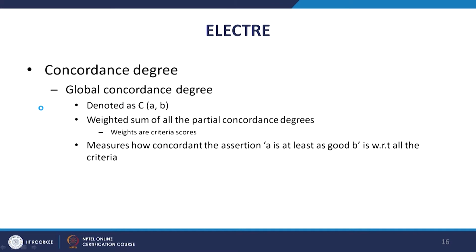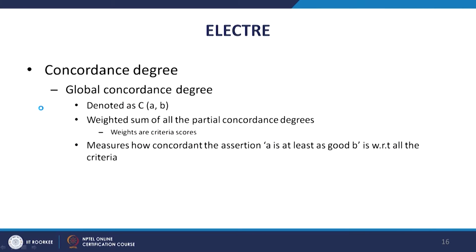So, this was the discussion on the partial concordance degree. Now, these partial concordance degrees are calculated with respect to each criterion. Now, let us talk about the global concordance degree. This is denoted as capital C A comma B. This is actually a weighted sum of all the partial concordance degrees, all the partial concordance degrees that we might have computed for all the outranking relations. All those partial concordance degrees are going to be exploited here, and a weighted sum is going to be taken. Now, where are these weights coming from?